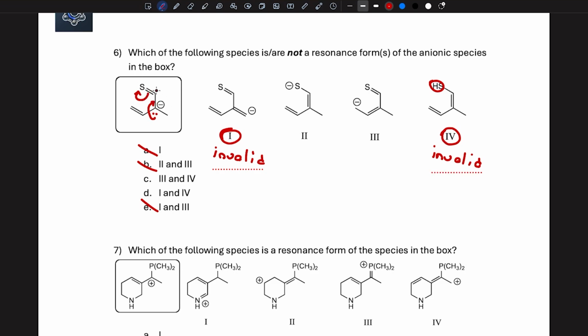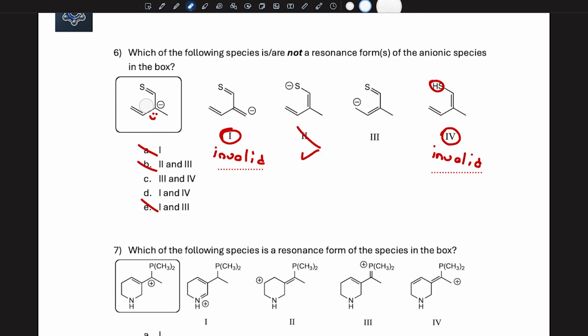And now sulfur, you have to remember, sulfur can accept a lot of bonds. It's kind of an exception to the octet rule. And so moving this double bond forms a lone pair onto sulfur, which wasn't there before, meaning that it should have a negative charge, which means this is totally good. This is totally correct.